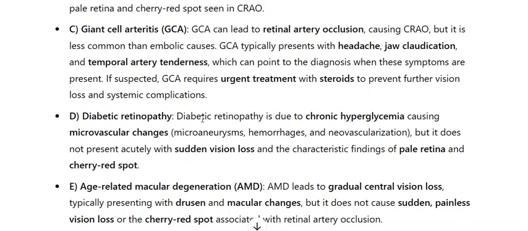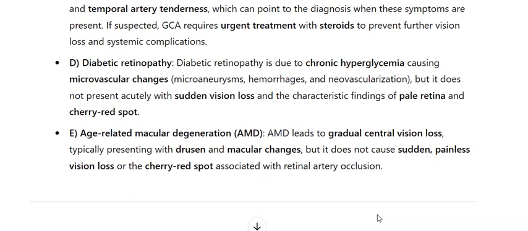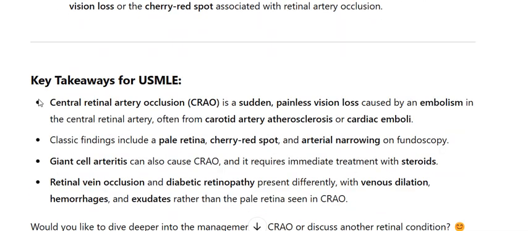D. Diabetic retinopathy. Diabetic retinopathy is due to chronic hyperglycemia causing microvascular changes, microaneurysms, hemorrhages, and neovascularization, but it does not present acutely with sudden vision loss and the characteristic findings of pale retina and cherry red spot. E. Age-related macular degeneration, AMD. AMD leads to gradual central vision loss, typically presenting with drusen and macular changes, but it does not cause sudden, painless vision loss or the cherry red spot associated with retinal artery occlusion.